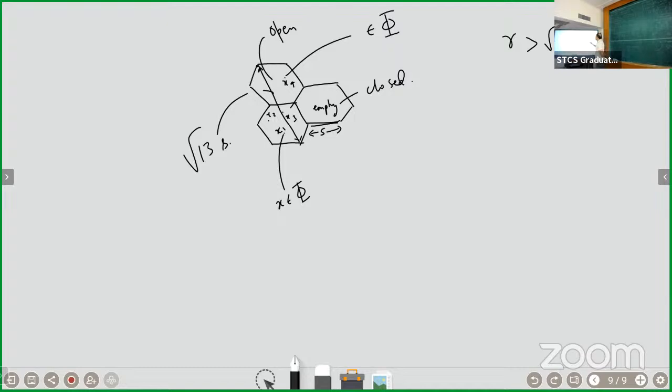R greater than this will imply that wherever these points are, they will be connected in the Gilbert disk model. Let's call it Gilbert's disk. Think of the graph which you defined over here as the Gilbert's disk model. Now, at any two points here, the distance was at most square root 13 S. But if R happens to be larger than that, then any two points here, as long as the face is open, are also connected. Now, all I have to worry about is the probability of the face being open.